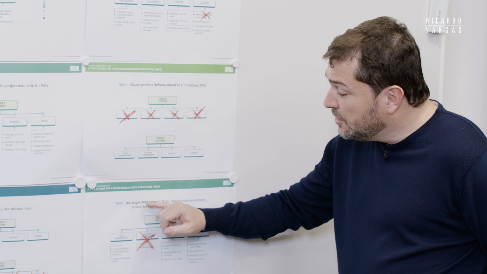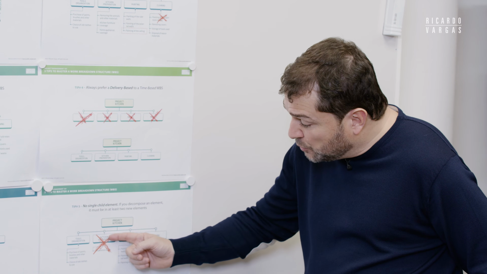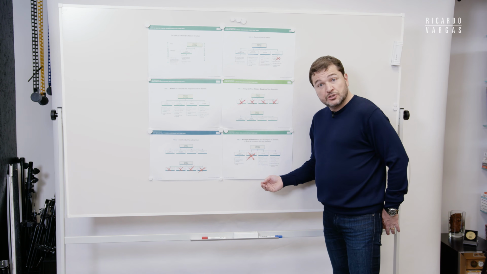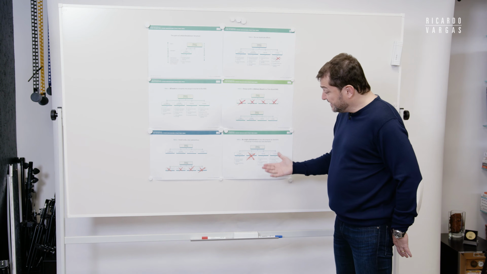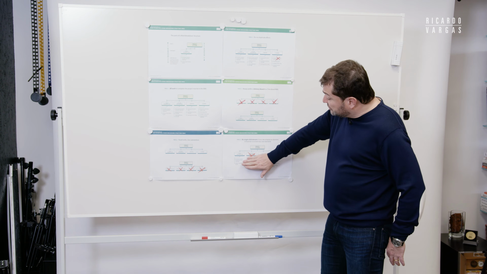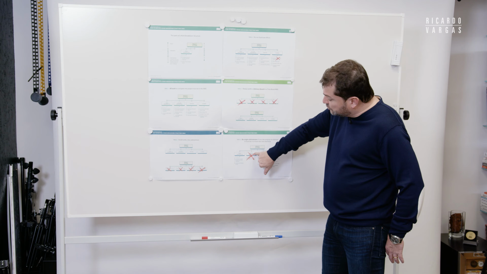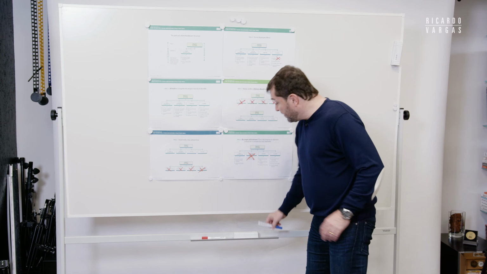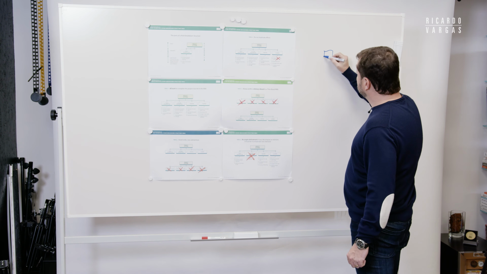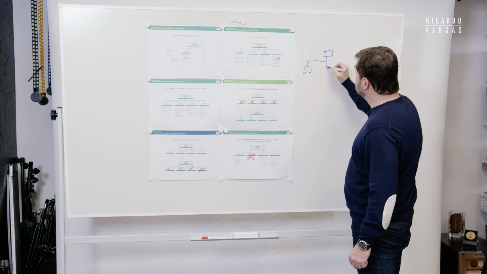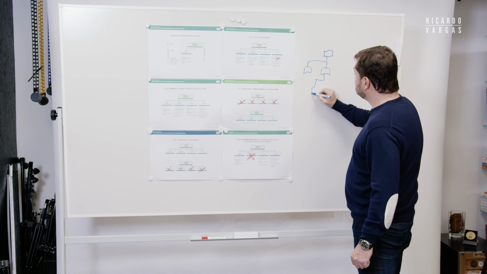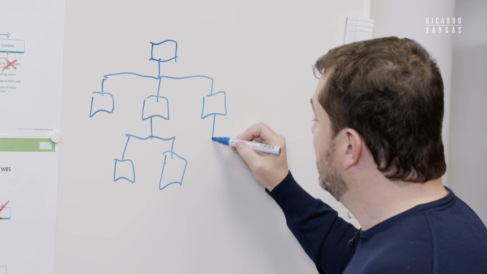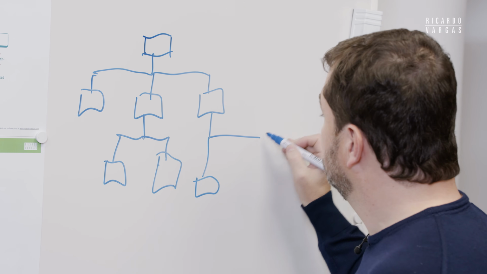No single child. If you decompose kitchen preparation, you must decompose into at least 2 items. It can be 10, but at least 2 items. Otherwise, just don't decompose and consider this one the work package. For example, if you have a WBS that looks like this, okay? Like this. Let me just draw here to make things a little bit more complex.